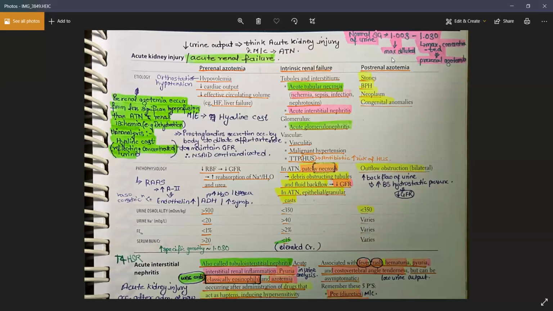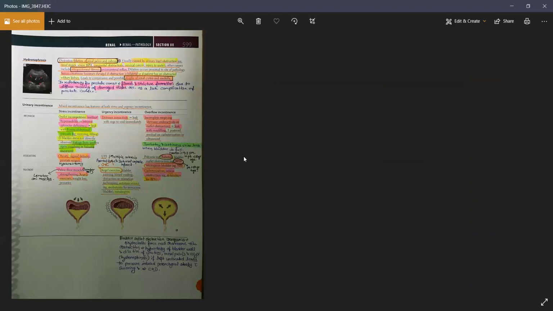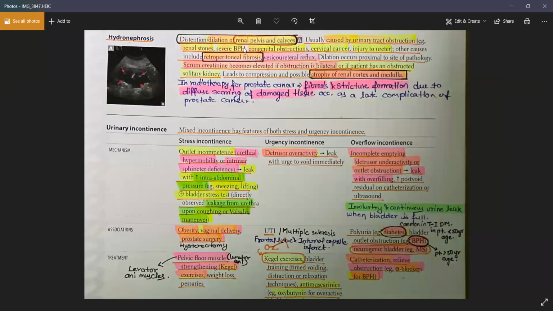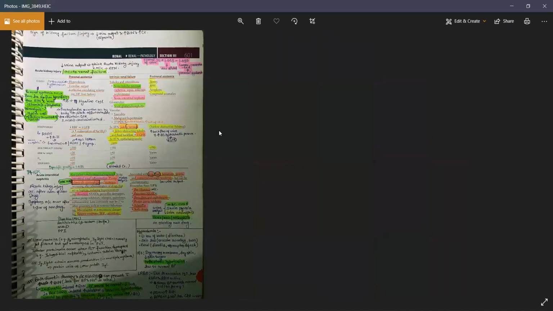Now, the third one is post-renal azotemia. It happens because of a blockage in the outflow tract of the urine. It can happen because of stones, BPH, neoplasms, congenital anomalies. All of the risk factors that we have discussed for hydronephrosis, the BPH, stones, obstruction, cancer, injury, retroperitoneal fibrosis, vesicoureteral reflux, and all the causes we have discussed for overflow incontinence, the diabetes, BPH, multiple sclerosis, all of them can cause post-renal azotemia.